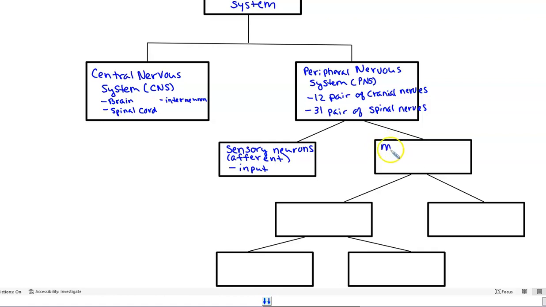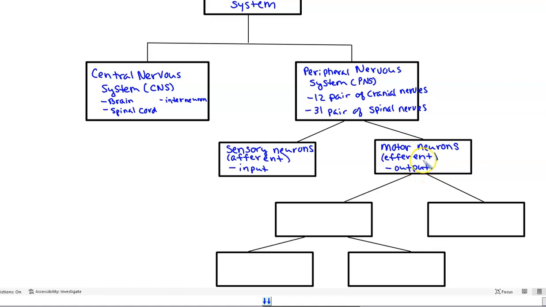Then we get to something called motor neurons. Motor means movement, so these are going to be firing onto your muscles. These are efferent, with an E, efferent. So sensory or afferent neurons are the input, and then the output is going to be your motor neurons.